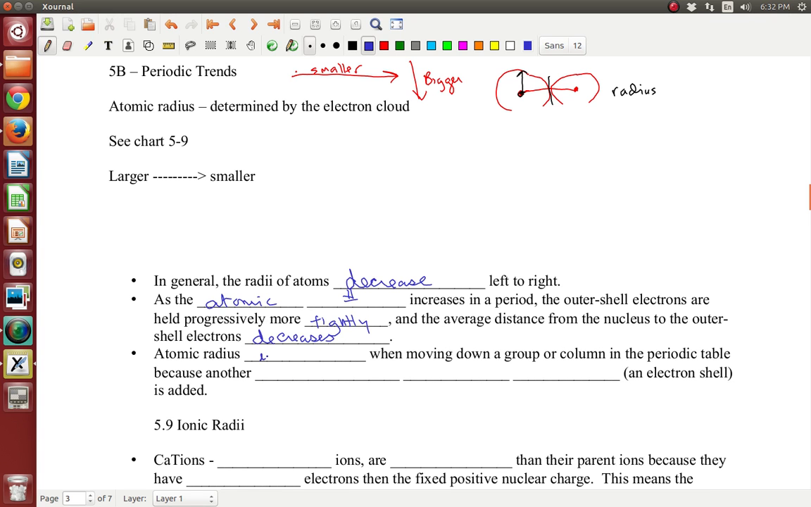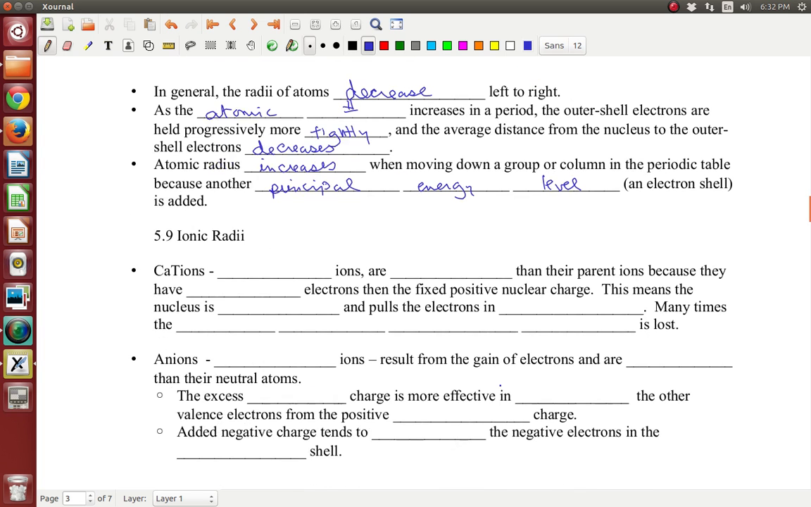Atomic radius increases when moving down a group or column in a periodic table because the principal energy level is added. So every time we go down, we add one more level, the atomic radius automatically gets bigger.